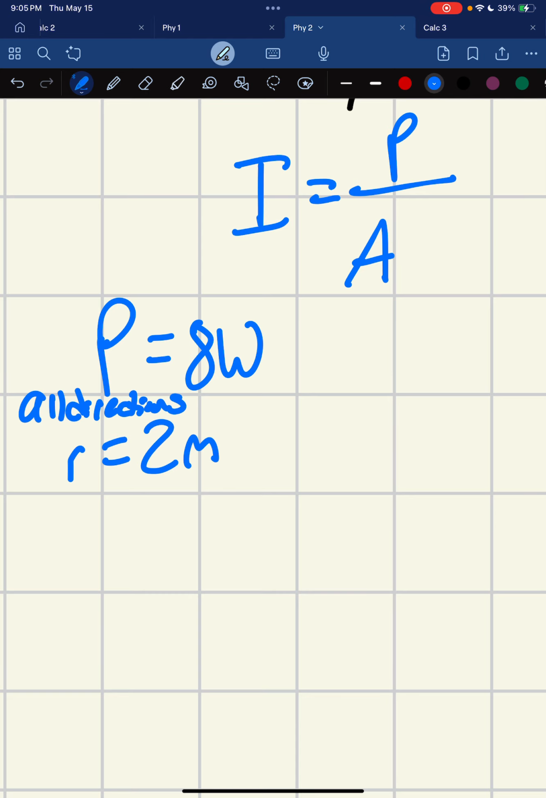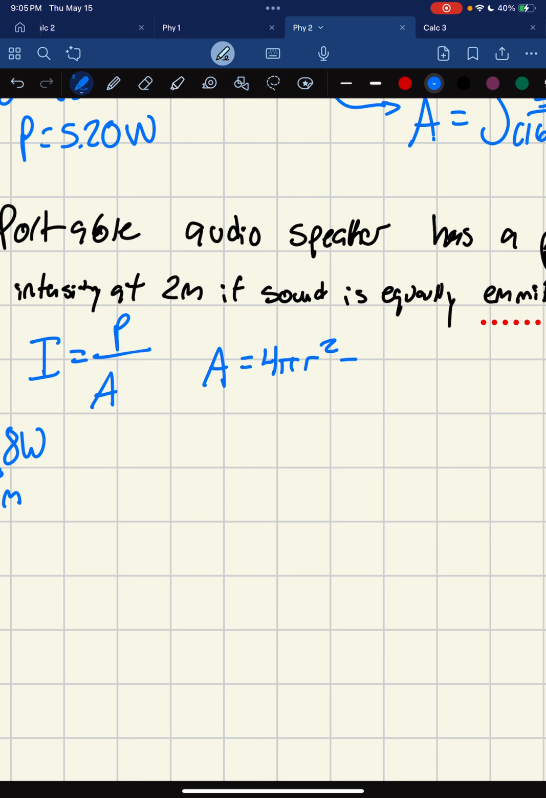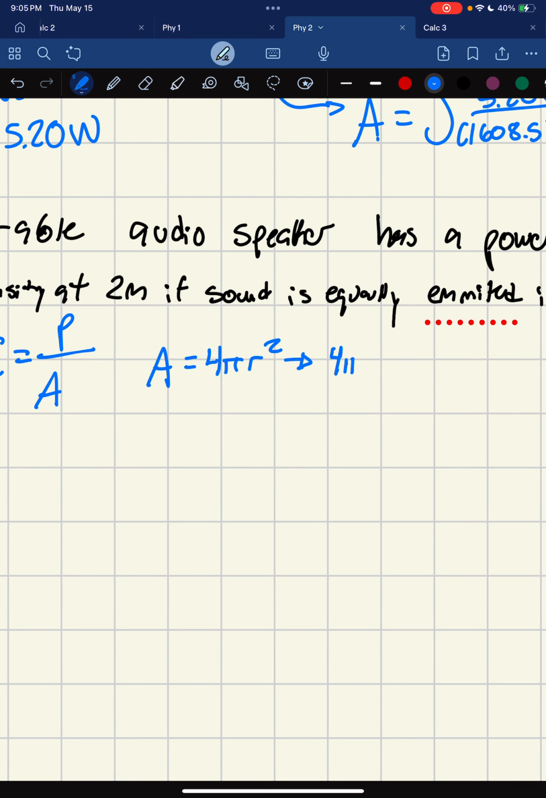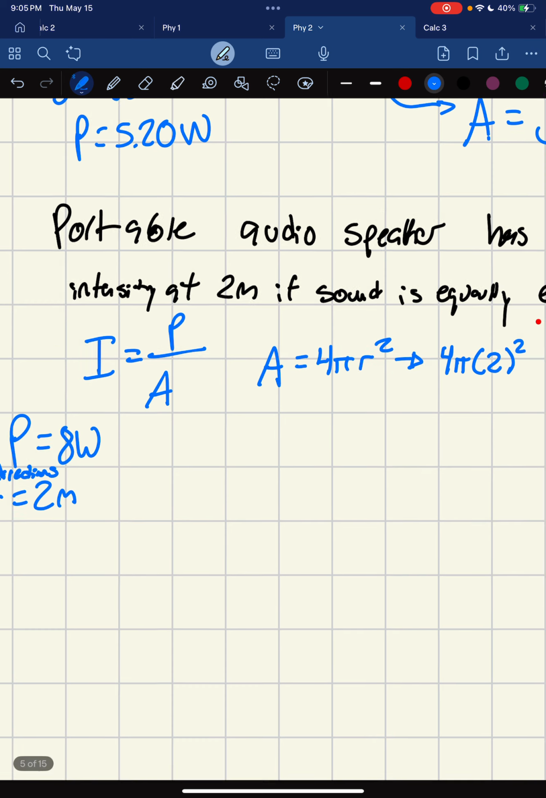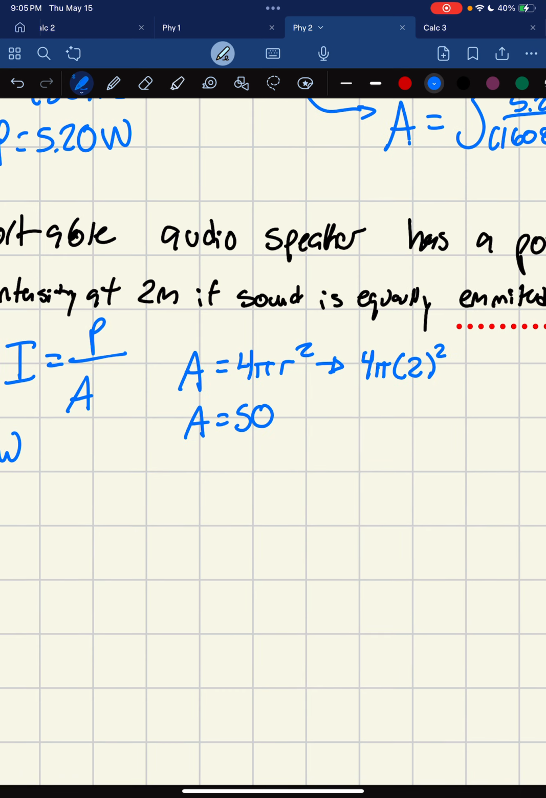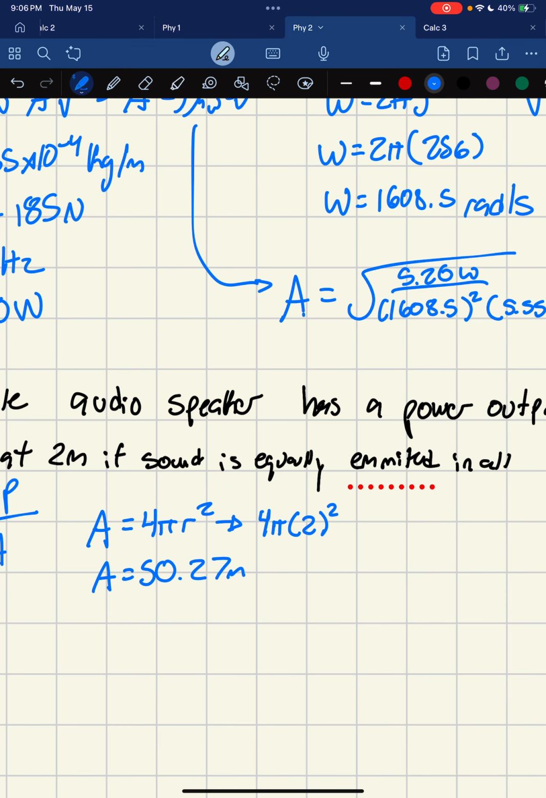So I need to find my A, and I know A, the area, is equal to 4 pi times r squared. Given I have r, just 4 pi times 2 squared. So using my calculator, 4 times pi times 2 squared. And I get that A is equal to 50.27 meters squared.